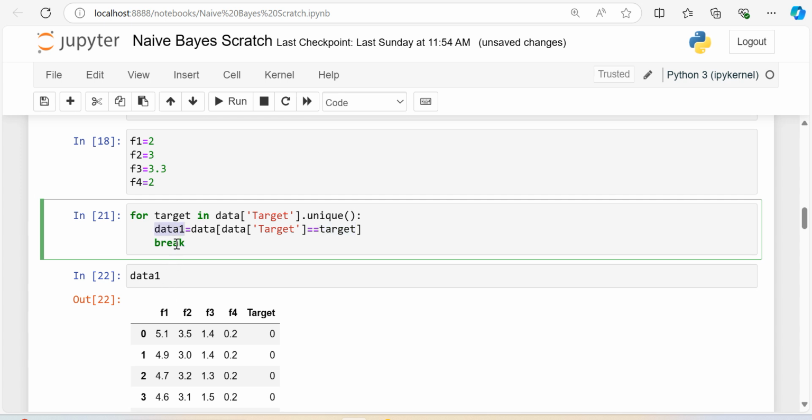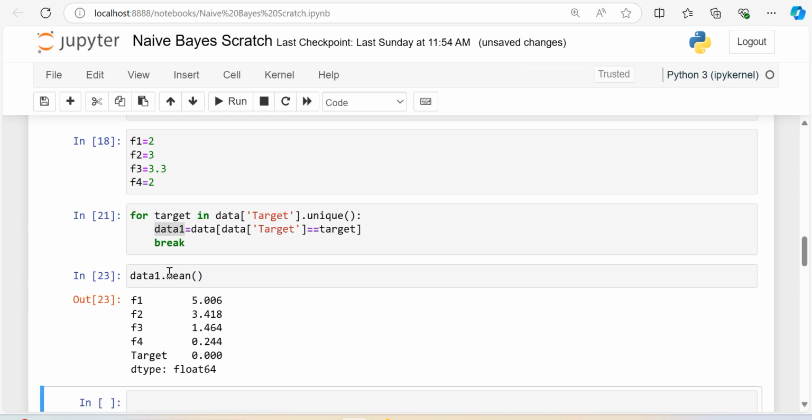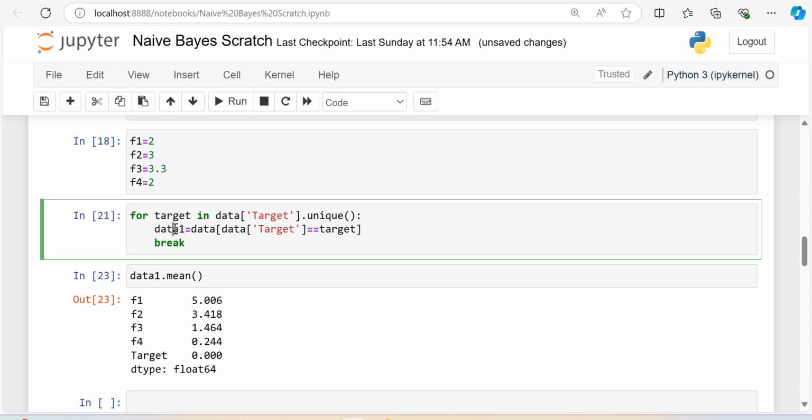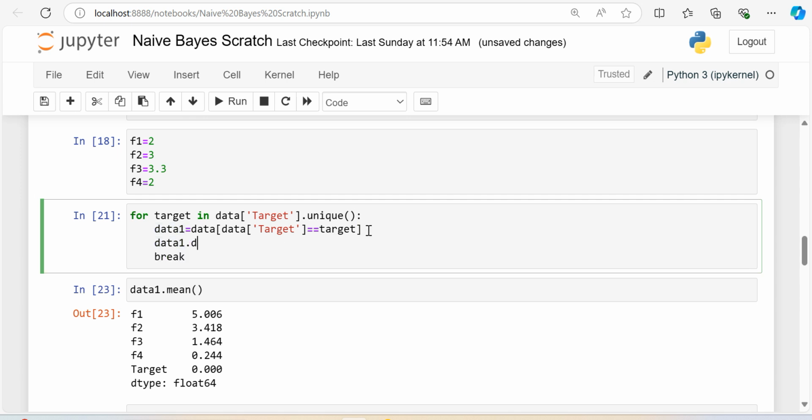We have 4 features. So if I write data1.mean, we get all the means, right? For feature 1, feature 2, feature 3, feature 4. And we can drop the target here. There's no need for target. So let me write data1.drop target, and let me write comma axis equal to 1.